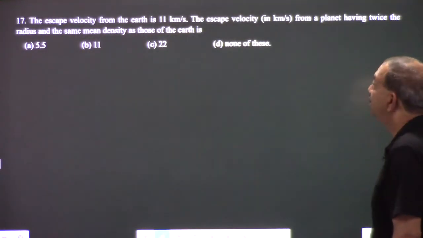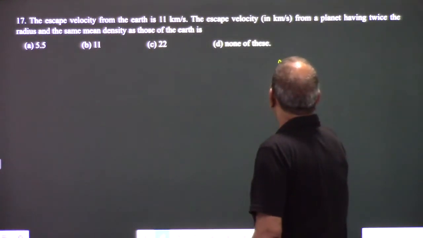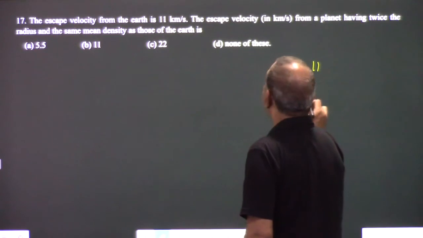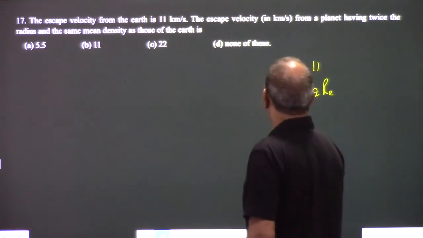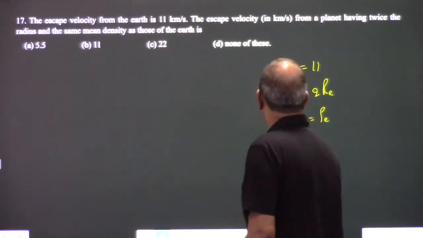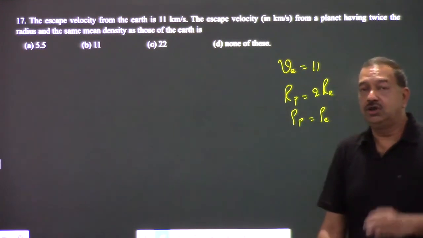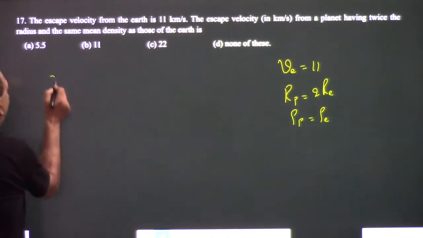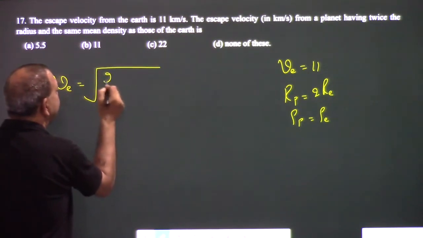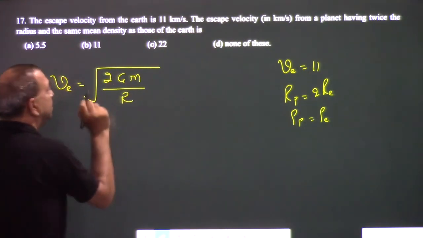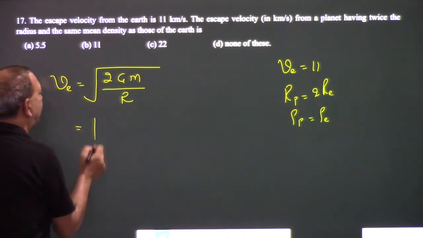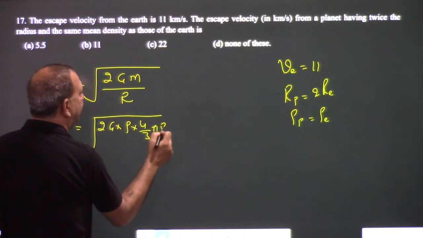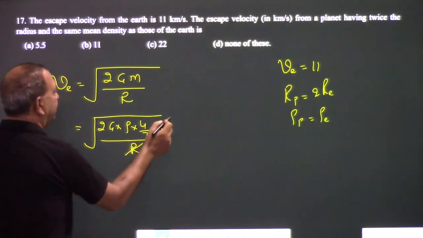The next question: the escape velocity from Earth is 11 km per second. The escape velocity from another planet having twice the radius of Earth and the same mean density, that is, the density of the other planet is same as the density of Earth, right? So here we have to convert our formula into the form of density. We know the escape velocity is root 2GM by r. If I convert the mass into density, it will be density into volume. Volume is 4 by 3 pi r cube upon r. This r will be cancelled.